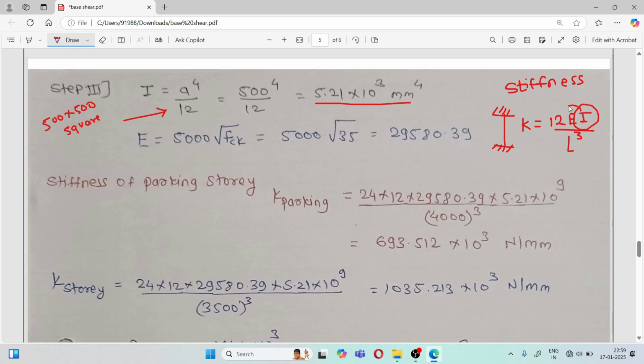Now I want to calculate E. In order to calculate E, the formula is 5000 root of fck, where fck is the grade of concrete.